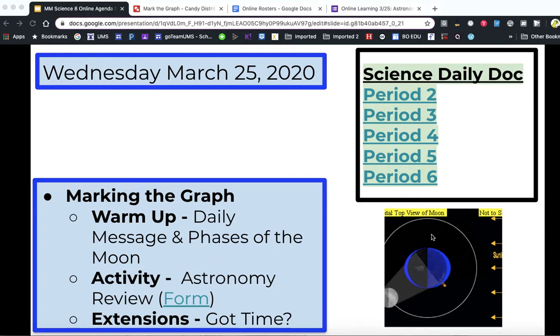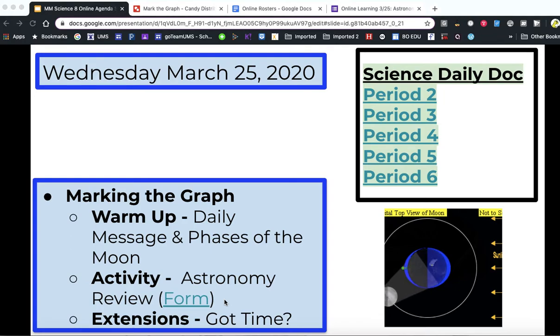Use this GIF right here on the slide to help answer the question in the notes section of the daily doc. Then you'll go to Google Classroom for your activity, where you'll find this form linked. You'll fill out the form. There is a reading within the form that, rather than give to you as a separate reading, we just put everything in one place for today.